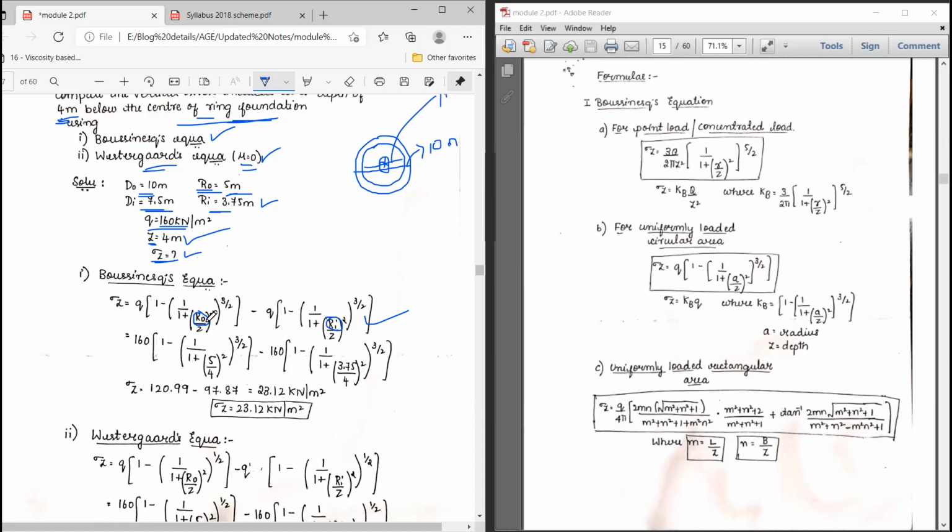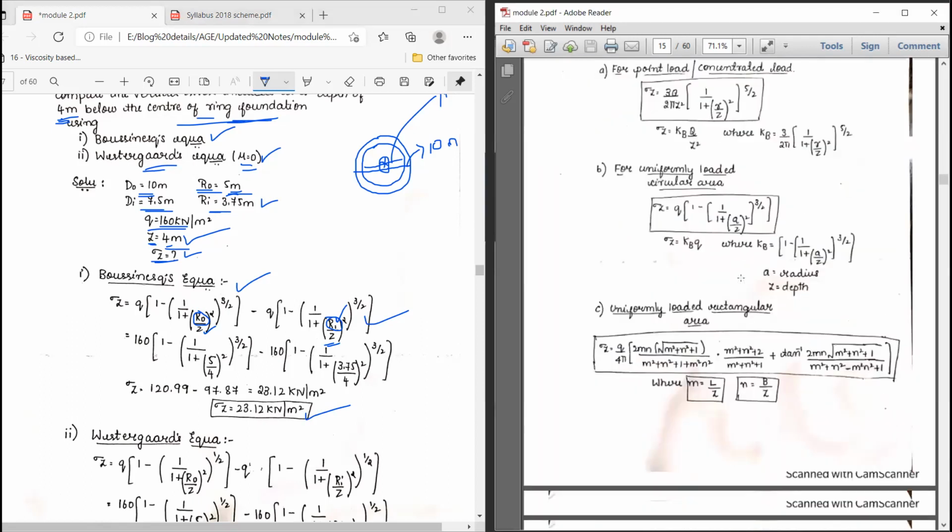In this equation, R naught is how much? 5 meter. Then Z is how much? Depth is how much? 4 meter. So here outer radius is 5 meter and depth is 4 meter. So all the data is available. You just substitute and you know what is the vertical stress. So vertical stress is how much at the center? 23.12 kilonewton per meter square. And this is as per Boussinesq equation.